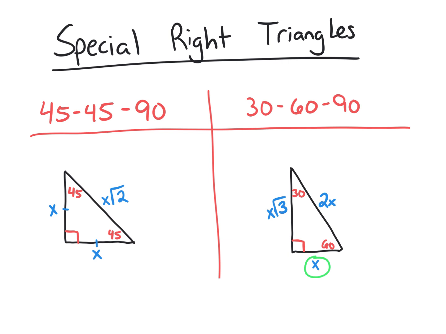What if I go back to the short leg from there? We're going to divide by 2. What if I go from short leg to long leg? I'm going to multiply by square root of 3. If I go back, I'm going to divide by square root of 3. Can I go from long leg to hypotenuse or vice versa? No, no such thing. You have to find that short leg first.